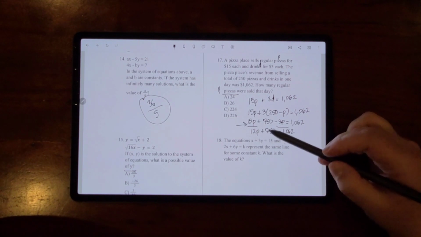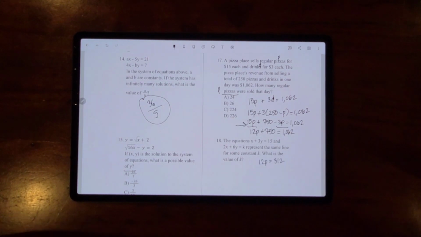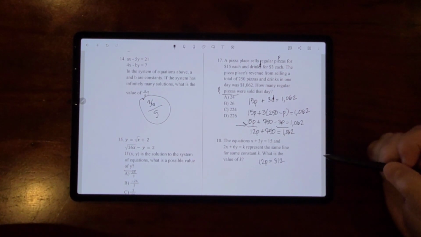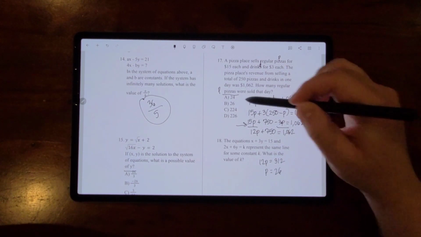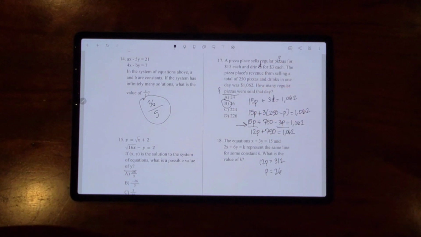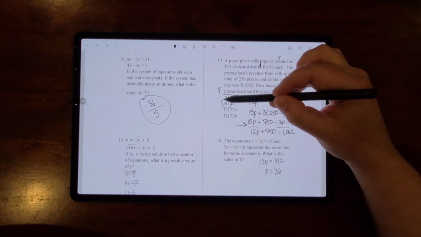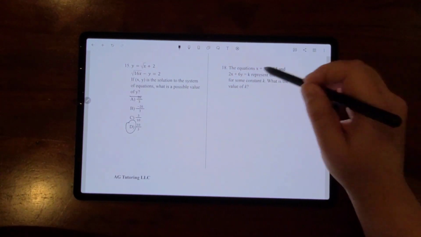Now I'm going to solve for P by subtracting 750 from each side. When I do that, I get 12P is equal to 312. And then if I divide by 12 on each side, I get that P is equal to 26. So that would be the answer, B.